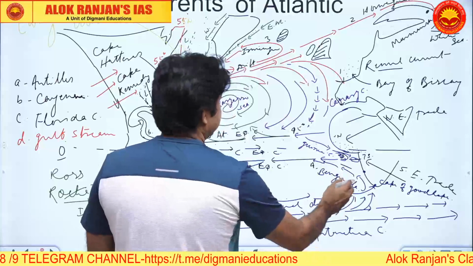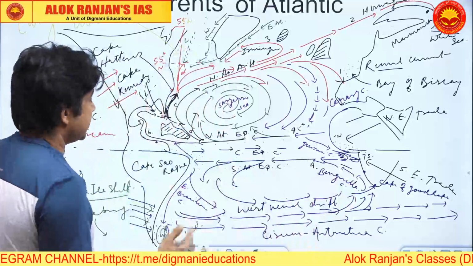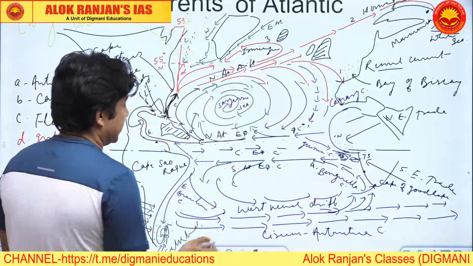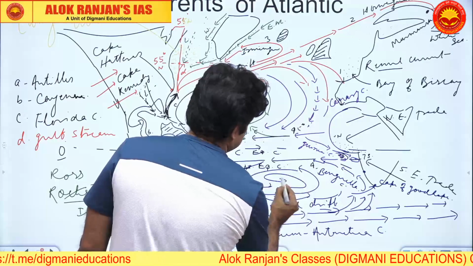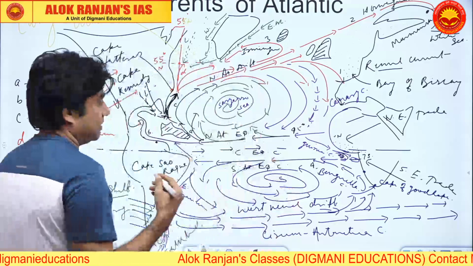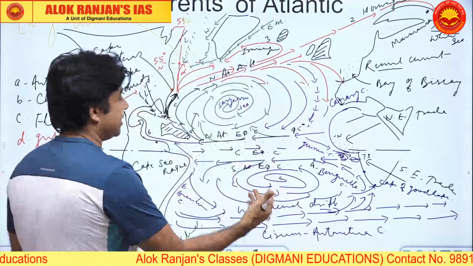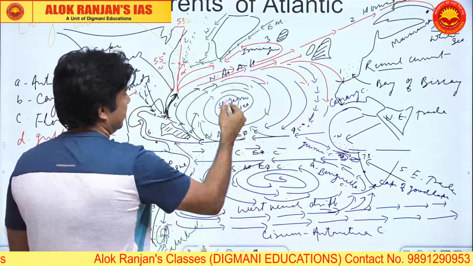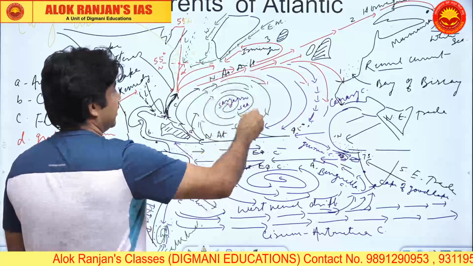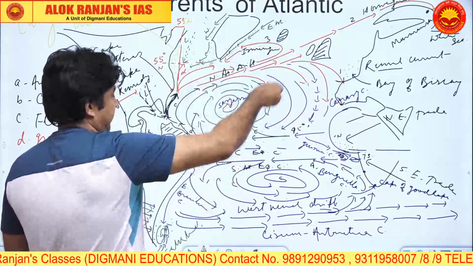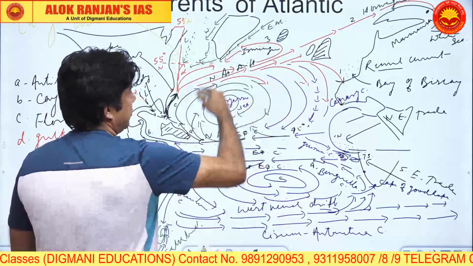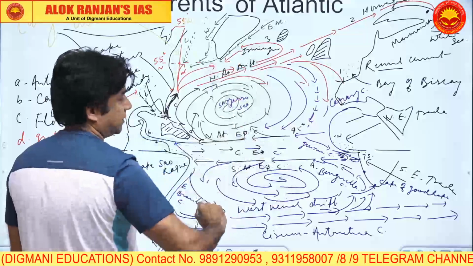Now this Benguela current enters the South Atlantic equatorial current, thus completing the circulation. This is how the circulation is completed, and this is how a gyre is created in this region. Here also there is a gyre being created. Now this gyre is what? Clockwise or anti-clockwise? This is clockwise and this is anti-clockwise.